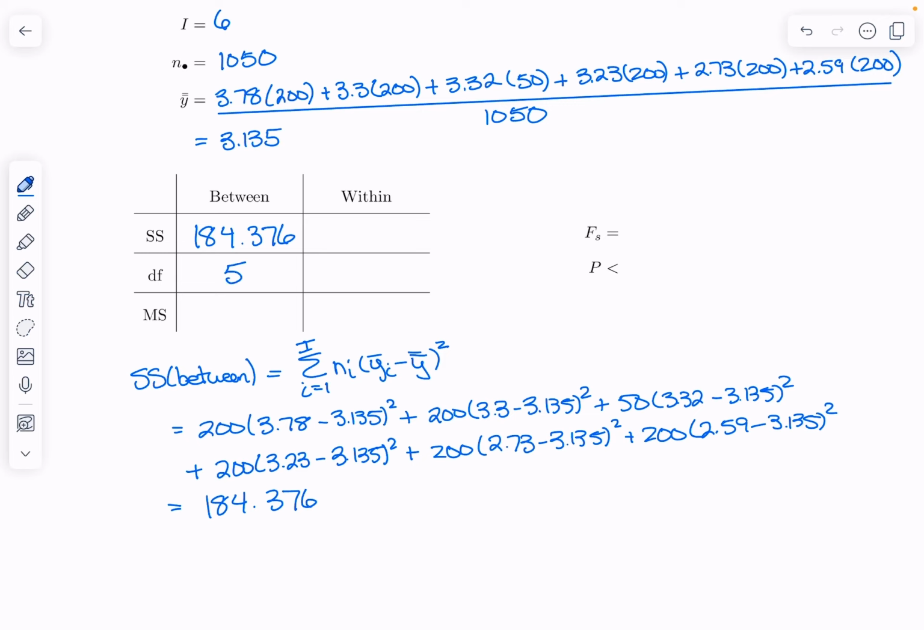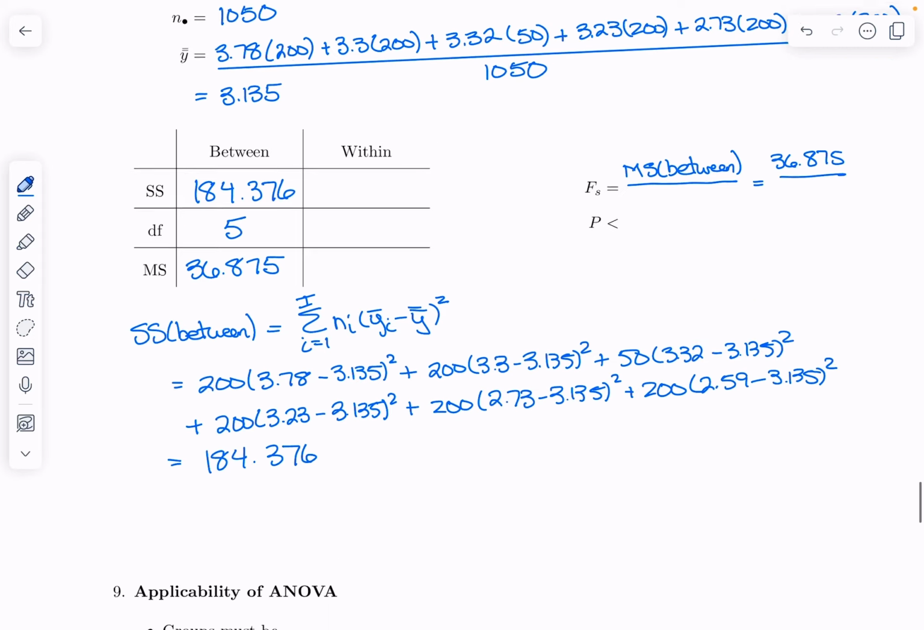Now my degrees of freedom between is the number of groups minus 1, so that's 6 minus 1, which is 5. And so if I do the division for the mean square, 184.376 divided by 5 is 36.875. I now have the mean square between, which is the numerator in my F statistic. So the mean square between here is going to be 36.875.